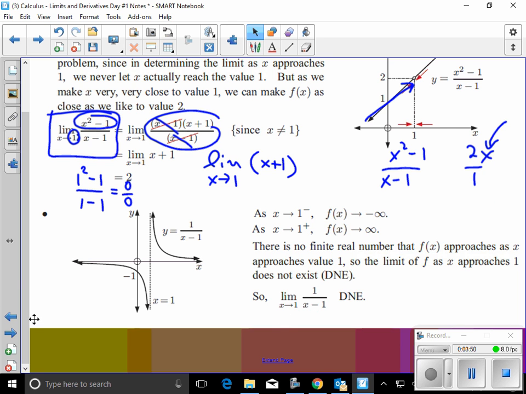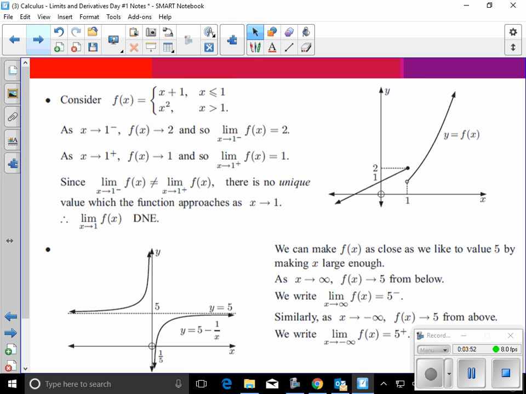Here's one where it does not exist. We just talked about a similar example. Here's one, no pun intended, too easy, because the answer is 2.